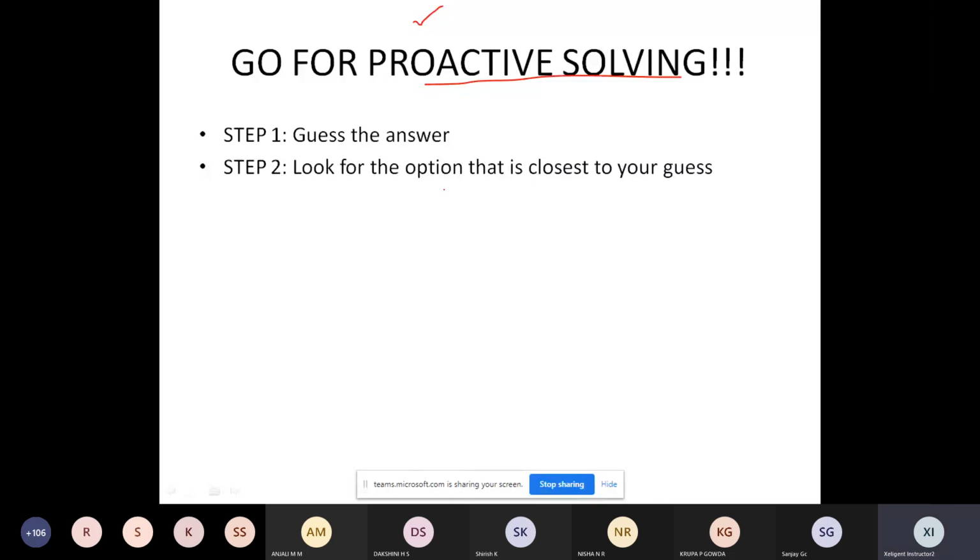Any idea about what is called proactive solving? Identifying the problem or mistake, and solving it. Okay, I'll give you an example for proactive solving.